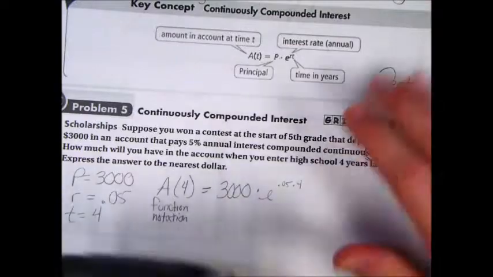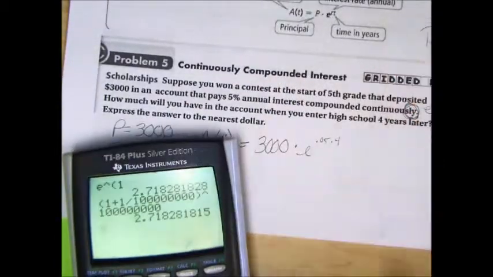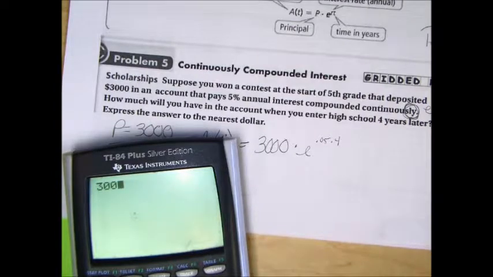Ready? This is going to be a calculator problem. By the way, I do believe that basic calculators have e, so don't give me an excuse. You can just go online and search for one. Okay, so you do 3,000 e 0.05 times 4. Look how much money you'll have after 4 years. Not too bad of a problem. Pretty simple as long as you know how to use your calculator.